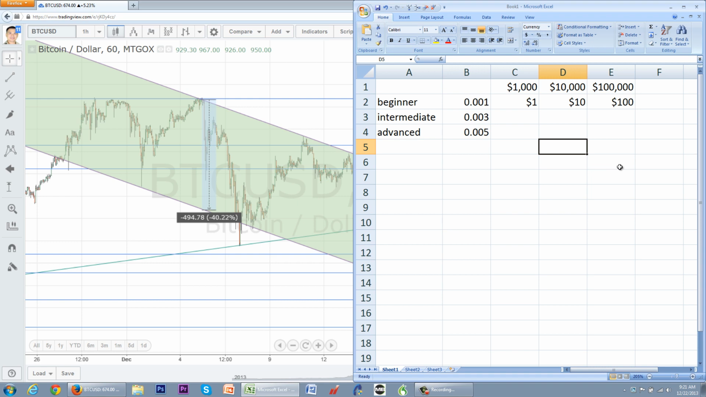Okay, so if you're a beginner and you have a $1,000 trading account, you probably don't want to risk more than... oh man, why is that not working here?